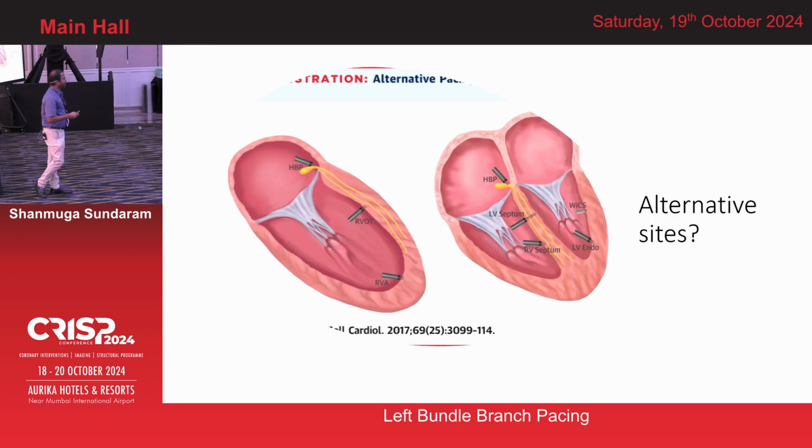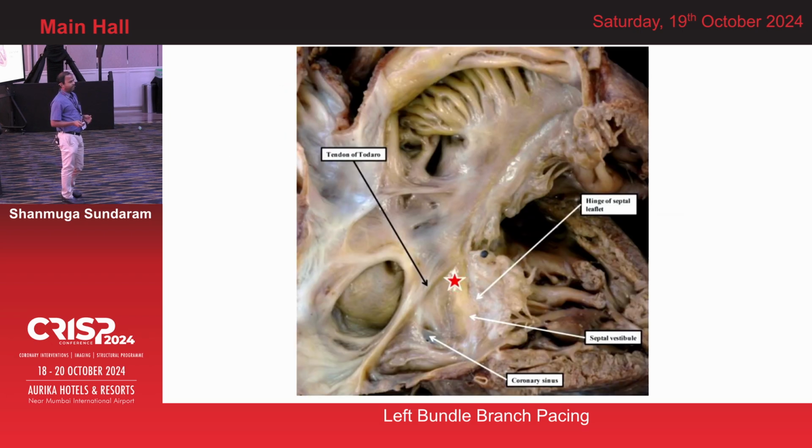So people quickly moved to alternative sites. We learned that going from the apex to the outflow tract or to the septum might help in preventing this cardiomyopathy, but the trials have shown otherwise. None of the studies have shown superiority of non-apical pacing over apical pacing in terms of reducing complications. So ultimately, when they searched for an alternative site, conduction system pacing came.